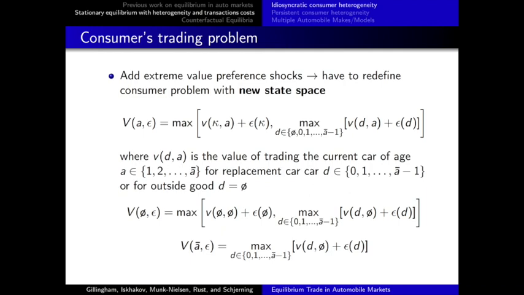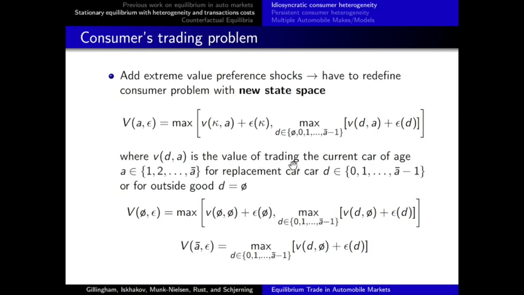So here's a consumer's trading problem. What is new is epsilon. We have epsilon here and here, everywhere. Those are idiosyncratic shocks to the different choices. That also means that now the value function needs this as an input for the state variables. We can integrate it out later and solve for the expected value function, but these are the Bellman equations.